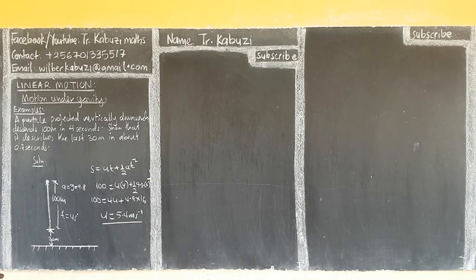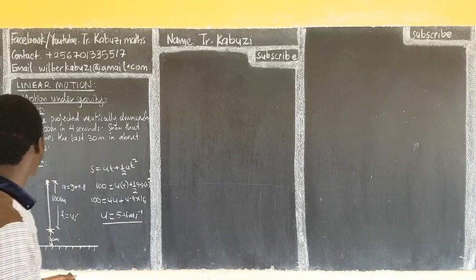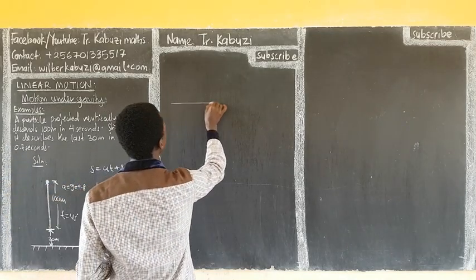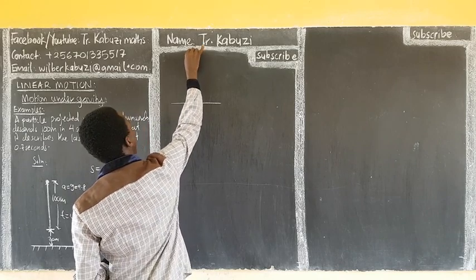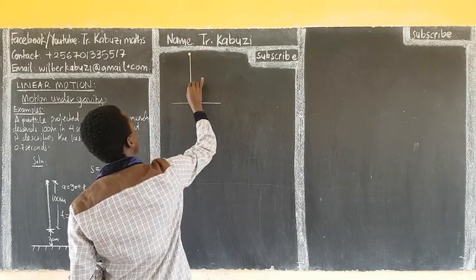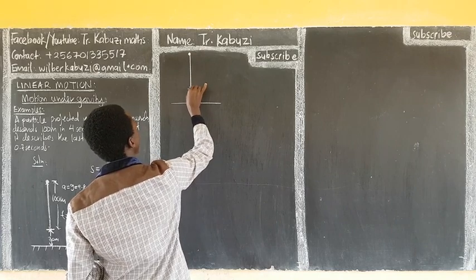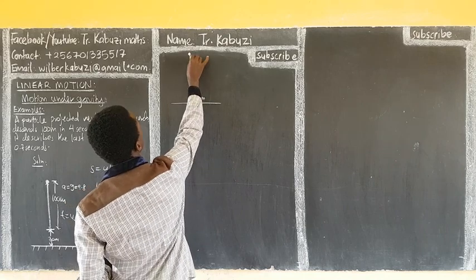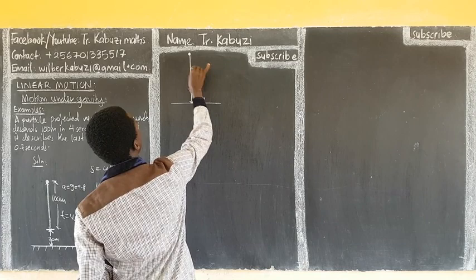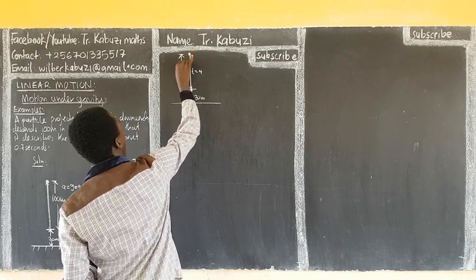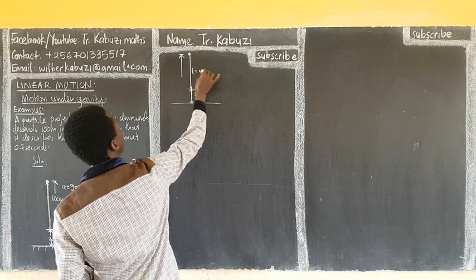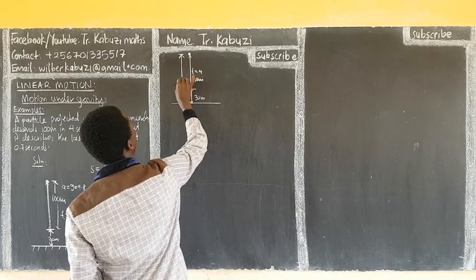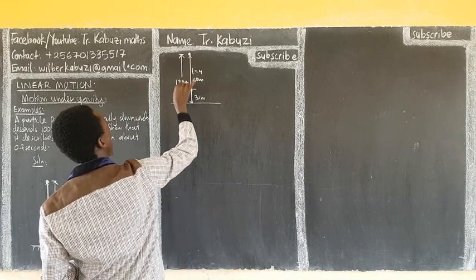Now, after getting my initial velocity, let me go from here up to here. Remember, this part uses 4 seconds. Assuming it's falling from there up to here, this is 100. From here up to here is 100 meters. So from there up to here, it's going to be 130 meters.